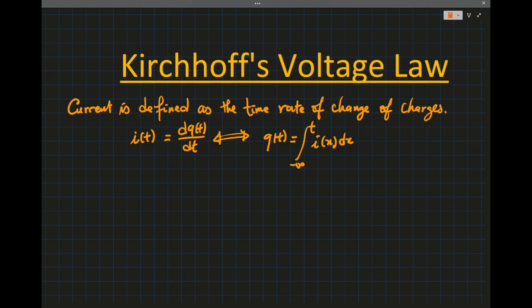Now, what is the unit of the current? The current i(t) is expressed in amperes. Okay, so in amps, which in SI units is coulomb per second.